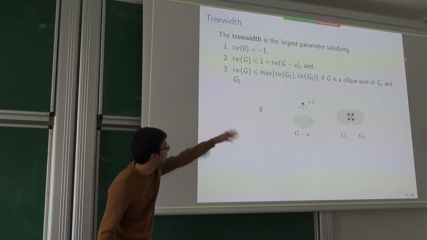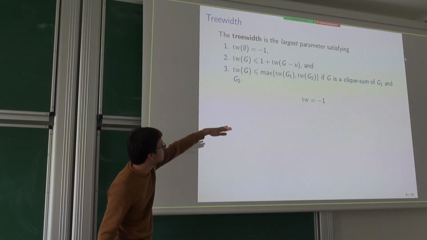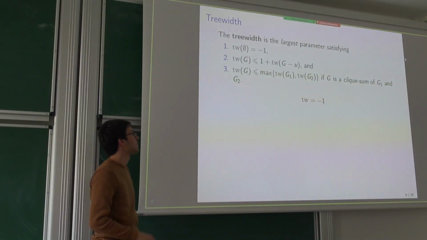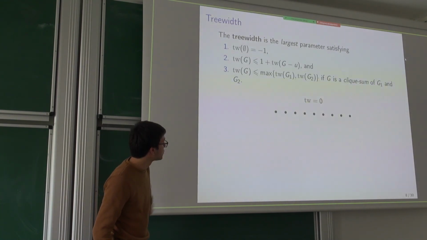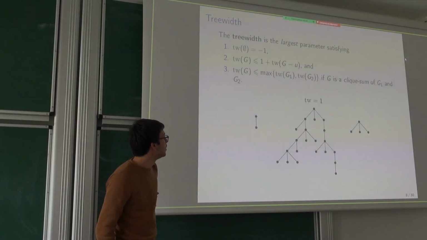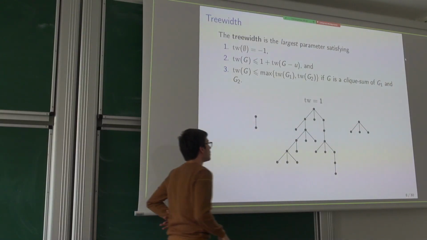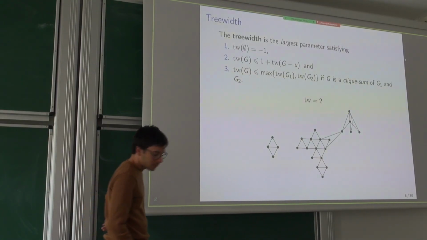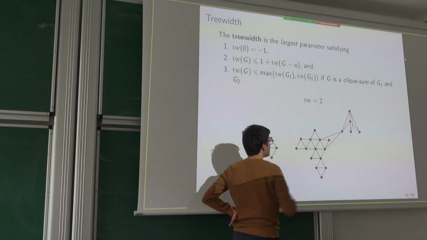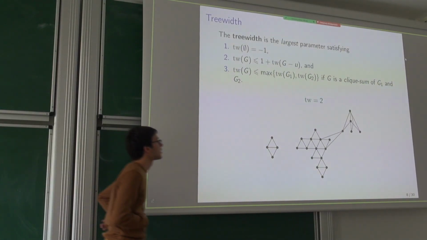Okay, so concretely, you have the three axioms. For graphs of treewidth equal to -1, you have only one of them, and that's the null graph. Graphs of treewidth equal to 0 are edgeless graphs. Graphs of treewidth equal to 1 are forests. Graphs of treewidth at most 2, you have things like that. And then you can continue.